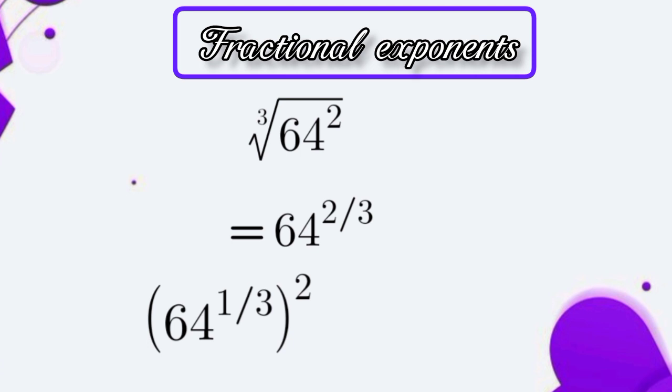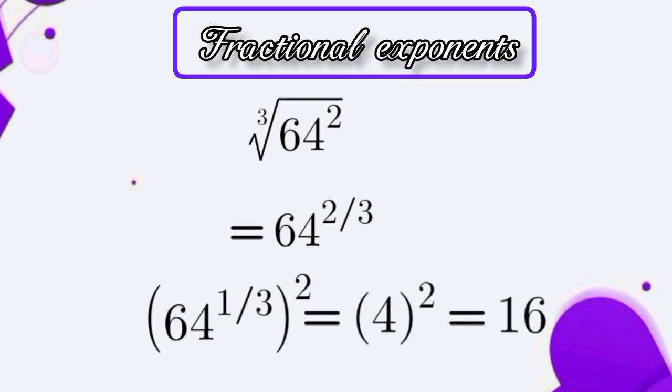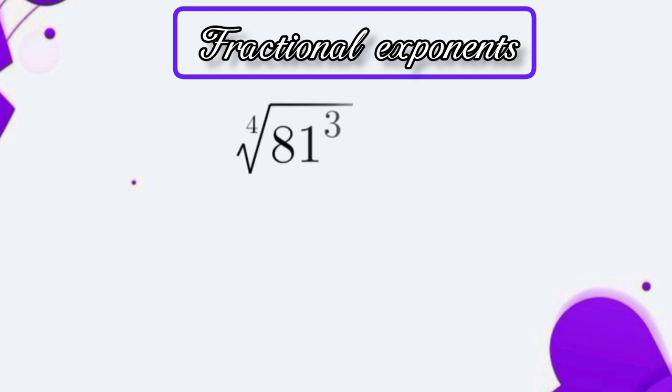Now the cube root of 64 is equal to 4, because 4 multiplying itself 3 times is going to be 64. So we have 4 raised to the power 2. And 4 raised to the power 2 is equal to 16. So our answer here is equal to 16. Now let's take another similar example. This one is the 4th root of 81 to the power 3.